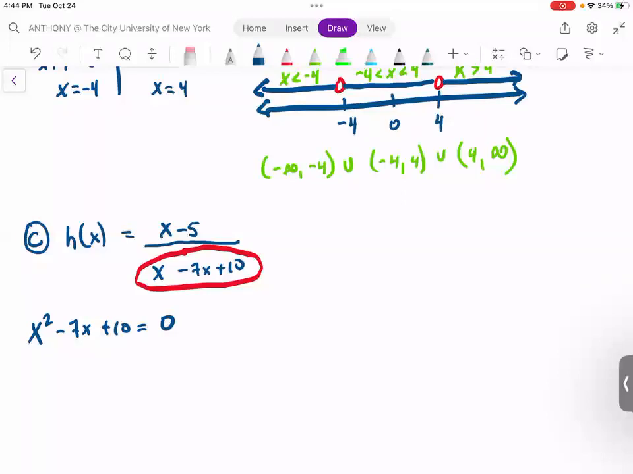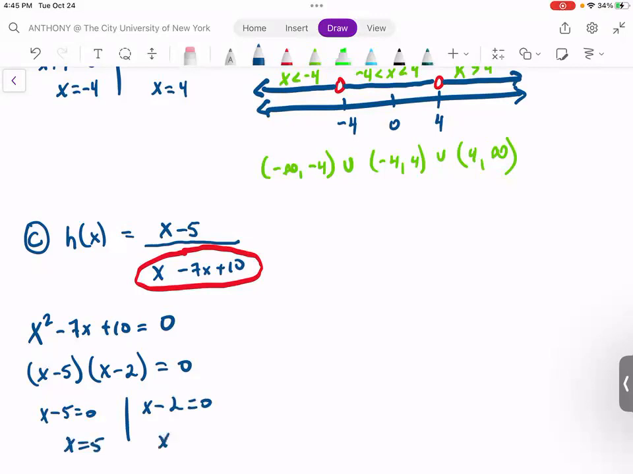5 and 2. Now, what do we know about those 5 and 2? Are they going to be positive numbers or negative numbers? They're going to be negative, right? The 5 and 2 must be negative because the middle term was negative. Okay, so you have x minus 5 times x minus 2 equal to 0. When you split this into two equations, we get x equals 5, x equals 2. Therefore, x cannot be equal to 2 and x cannot be equal to 5.